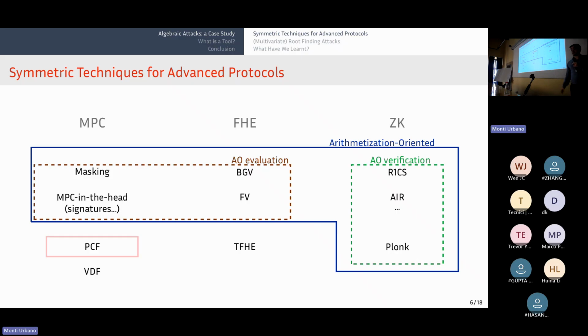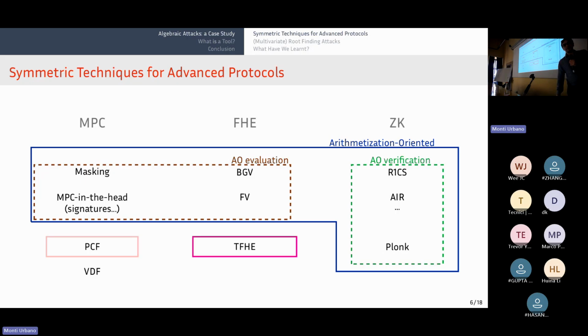Very quickly, I will mention these other techniques that do not fit nicely in this arithmetization-oriented framework, just so you remember that it's not as simple as symmetric crypto for advanced protocols equals arithmetization-oriented. So these pseudo-correlated functions are strange functions that have started to pop up in the literature, used at the start of some MPC protocols. Very often they are quadratic. They have huge inputs, teeny tiny outputs, and a strange security model. It's something we as a community, the symmetric community, should look into, I think.